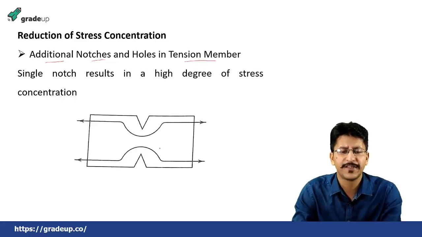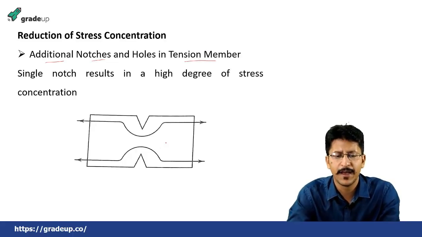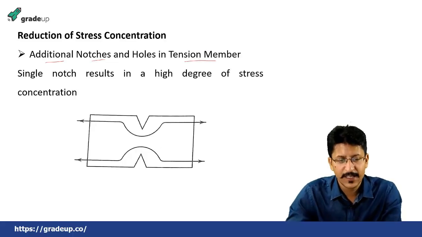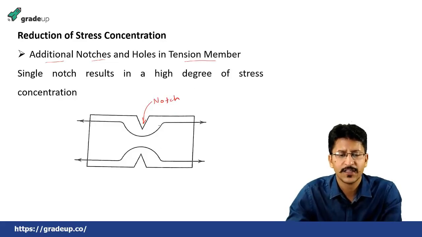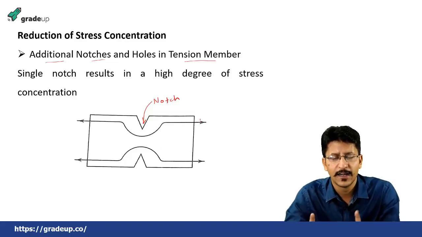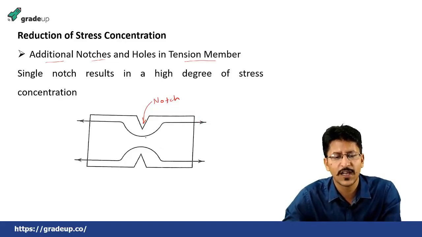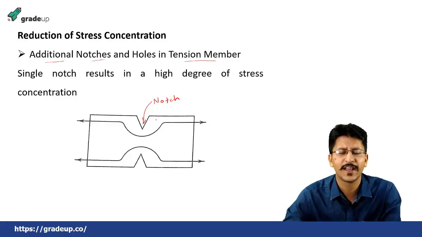If this is a tension member, this part is called a notch. This is a member that is under tension. So due to this single notch, these are the stress lines.